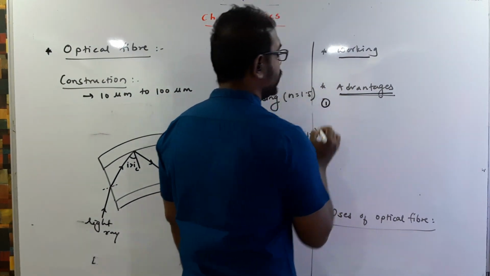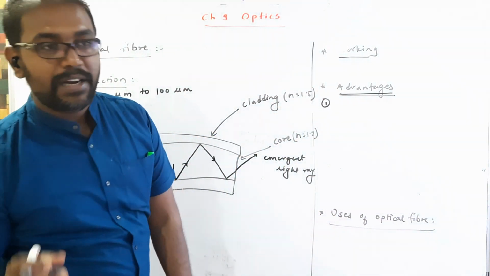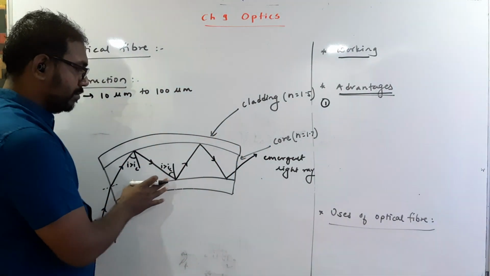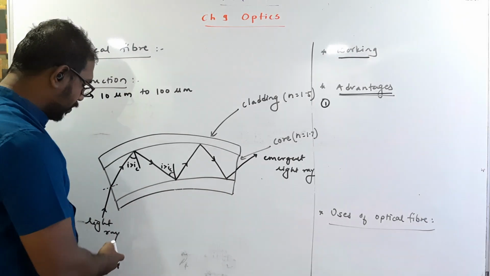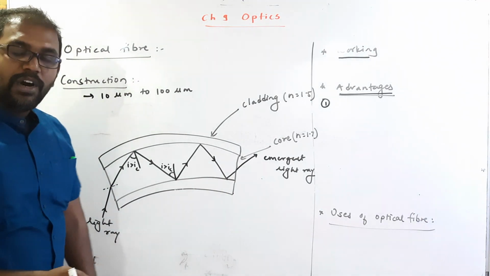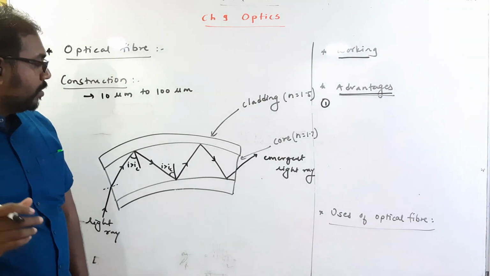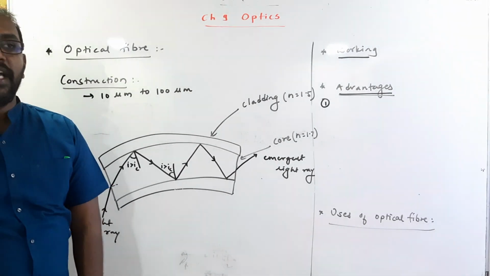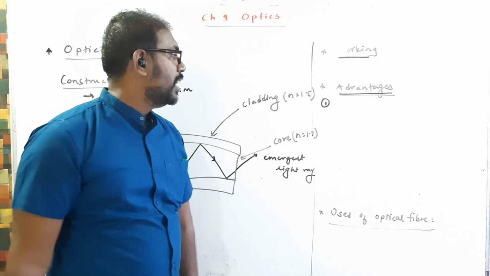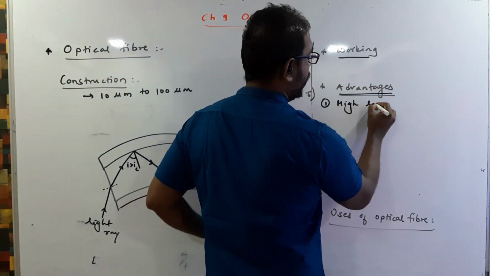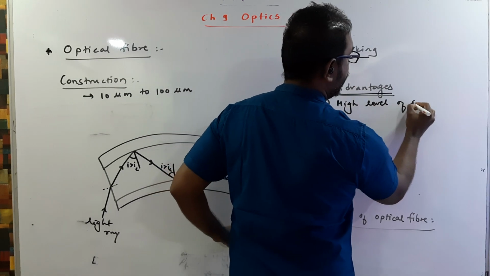Now after the working, what are the advantages? Before proceeding towards the advantages, note one thing here. This optical fiber sends the signal in the form of light. By using optical fiber, we are sending the signal in the form of light. So the first and very important advantage is a high level of security.